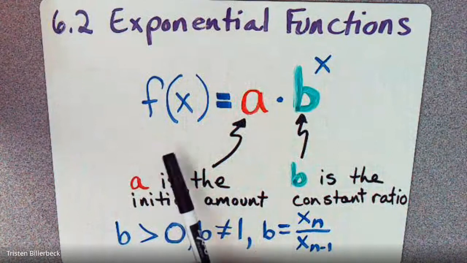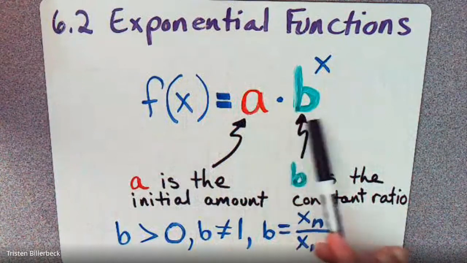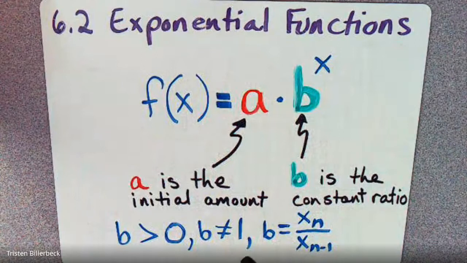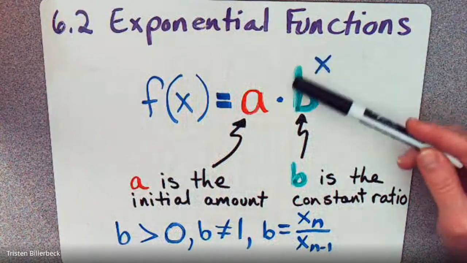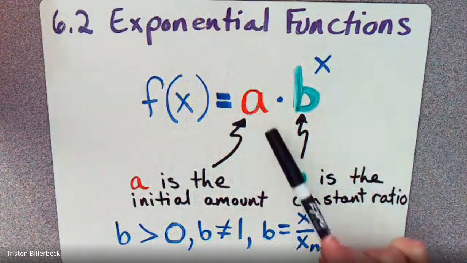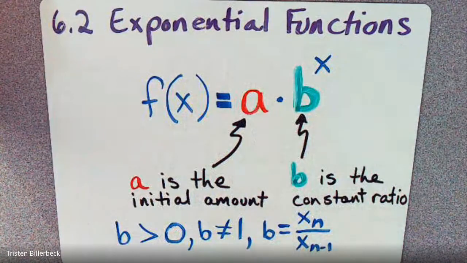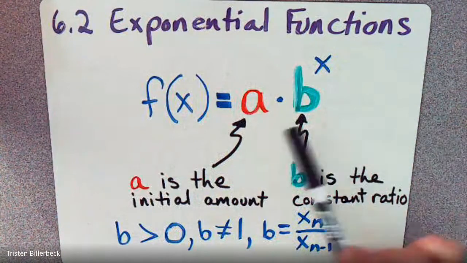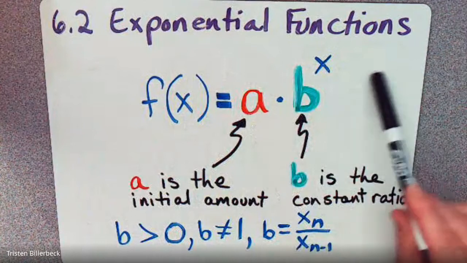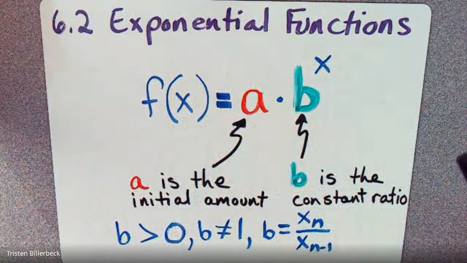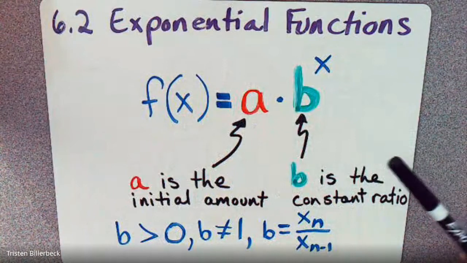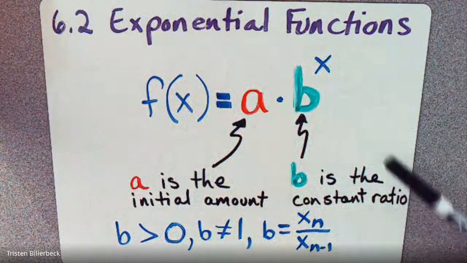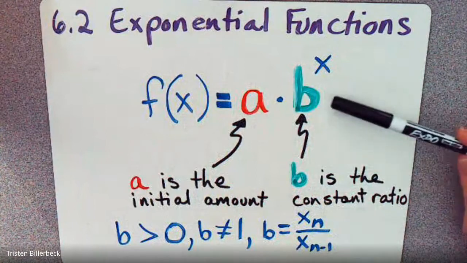So if we have a function f of x equals a times b to the x, this is an exponential function where a is the initial amount. At x equals 0, that would make b to the x 1, so a would be the y-intercept. Then b is the constant ratio. This is only the y-intercept should there not be anything added to the function, by the way. All right, so let's talk about what b is.